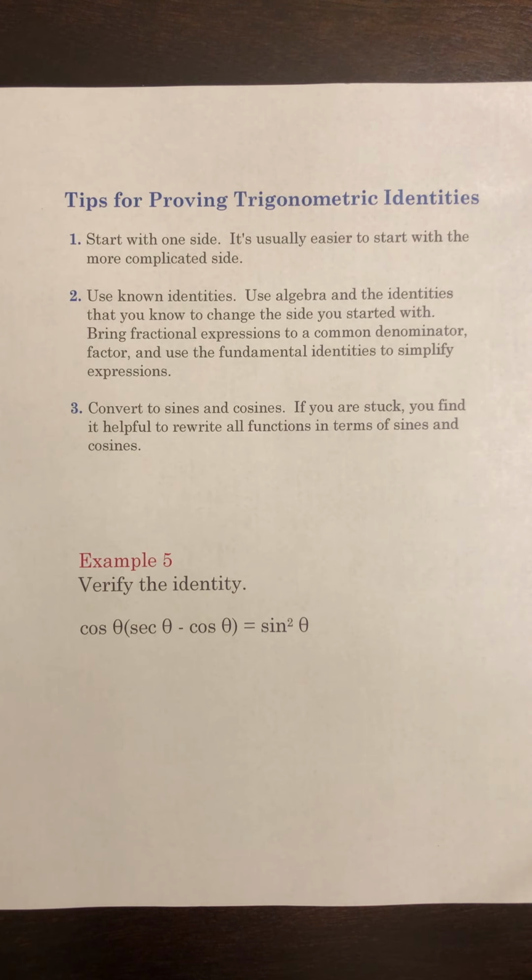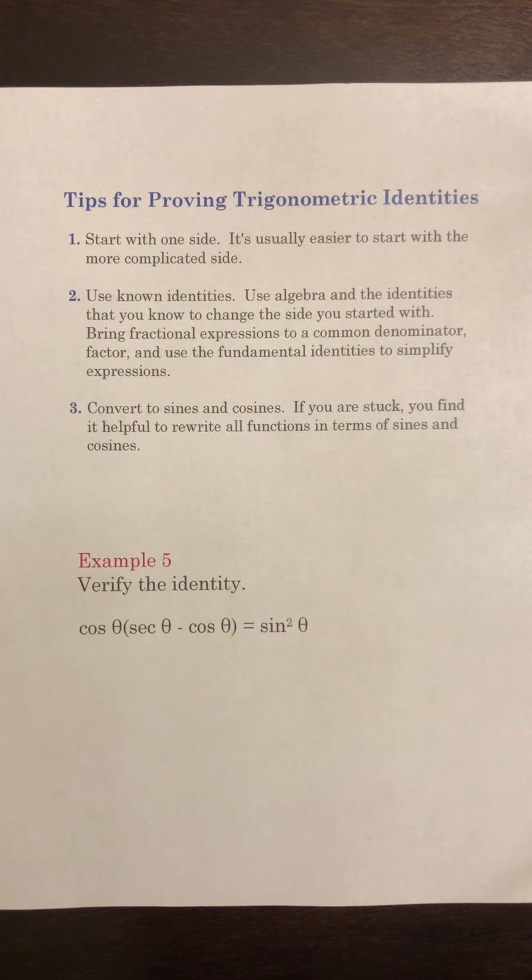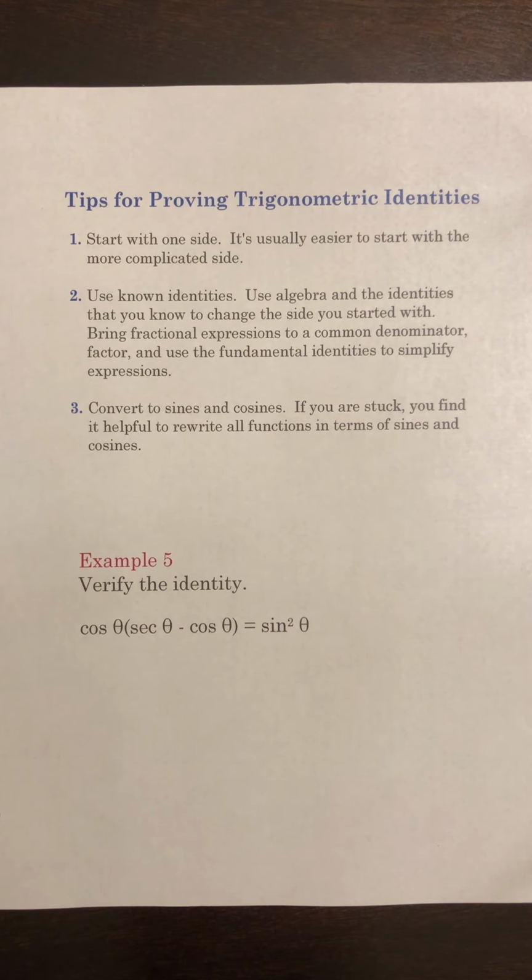Use algebra, which is what we were practicing doing, and the identities that you know to change the side that you started with. Bring fractional expressions to a common denominator. We've already practiced that. We may have to factor and use the fundamental identities to simplify expressions. So we're going to be using a lot of algebra here with those identities that we've been working with since chapter 5.